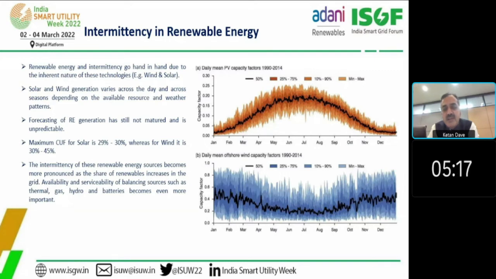It widely varies for a country like India, where we have a lot of diversified wind patterns, north to east and south to west. So it is a large CUF variation in terms of 30 to 45%. The intermittency of this renewable power source becomes more pronounced as the share of renewable is going to increase in the grid, and availability and serviceability of balancing conventional generators like gas, thermal, hydro and batteries become more important, and the integration, which I think was discussed in detail, so that we need to have a more common and integrated solution, which is going to help the more penetration of the RE power. We can move on to the next slide.